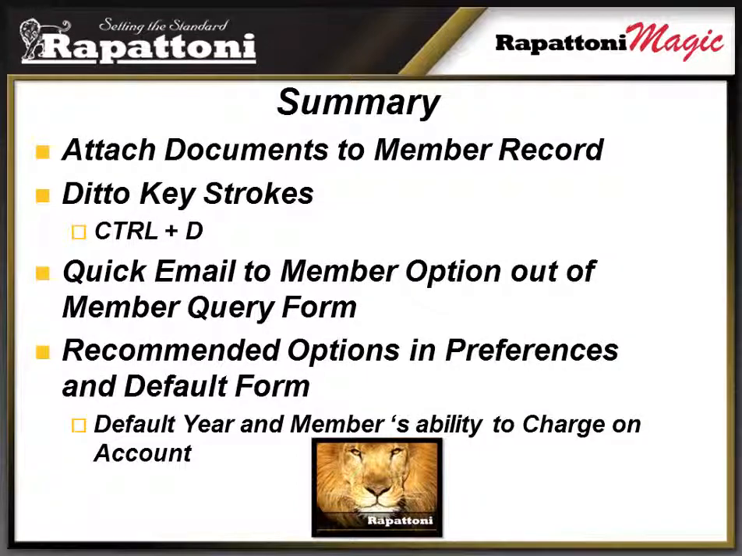And we hope that our webinar on staff tips and tricks has been useful and informative for you. Today we covered how to attach documents to a member record in Magic, and we looked at ditto keystrokes, how to quickly and easily copy a charge code or non-recurring charges to save you some time using existing information from a previously created one. We also showed you how to send a quick email to a member or DR directly from the member or office query form. And we also took a look at recommended options in preferences and default forms, such as the default year in Magic and whether or not you want to see a warning of whether a member can be allowed to charge when you're posting an invoice on their account.